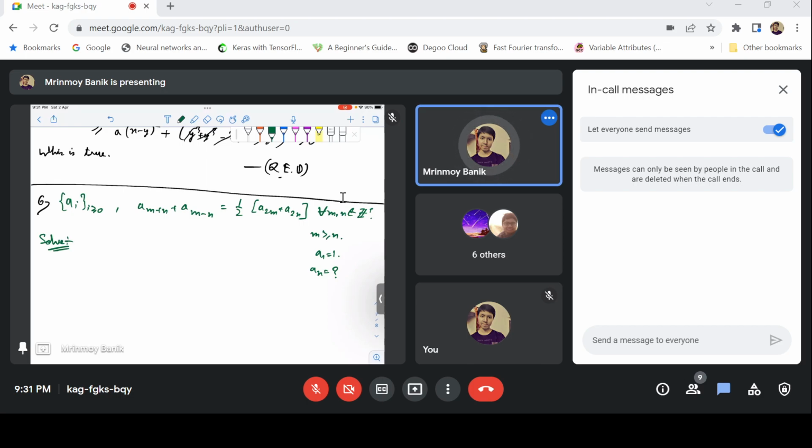So how to proceed? We just have to substitute different values for m and n. The first obvious choice is m equals n. So putting that, we get a_0 equals... a_{2m}, a_{2m}. So we get a_0 equals 0.